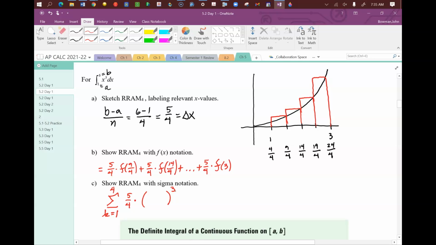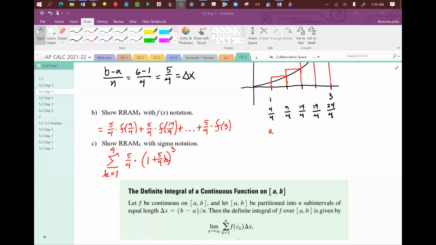And I think the easiest way to do this is to start out with what we call our a value, the beginning value, and write an expression that increases that by 5/4 every time k goes up by 1. So we have our a value, 1, plus 5/4 times k.